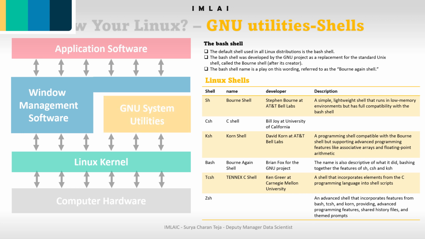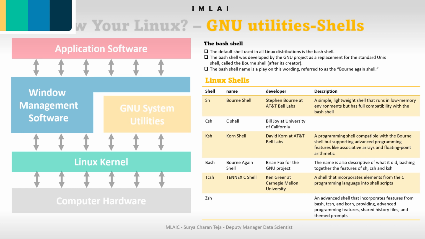Then we have KSH, which we call the Korn shell. It was developed by David Korn at AT&T Bell Labs, and the shell is named after David Korn. It is a programming shell which is compatible with the Bourne shell, but supports advanced programming features like associative arrays and floating point arithmetic, which are not supported by the Bourne shell or the simple SH shell.